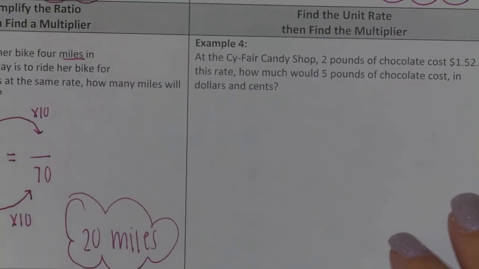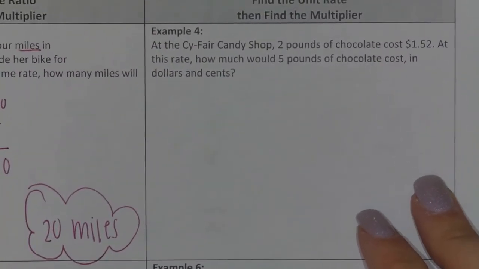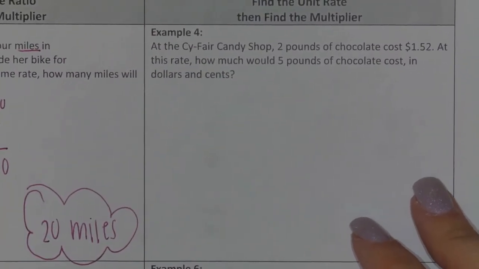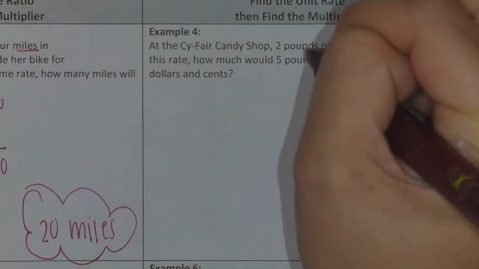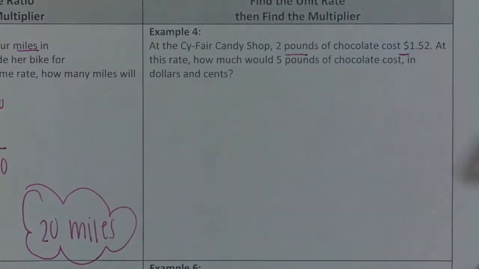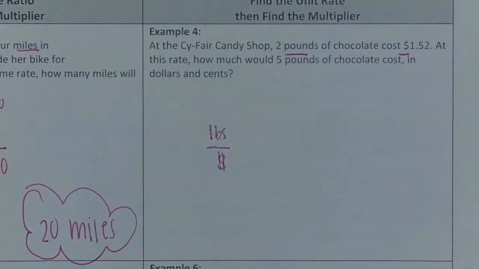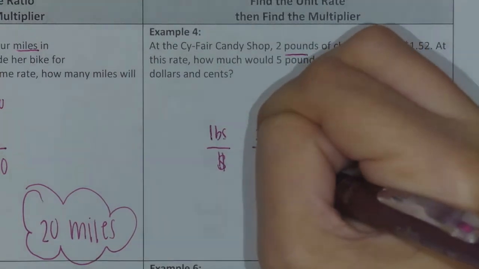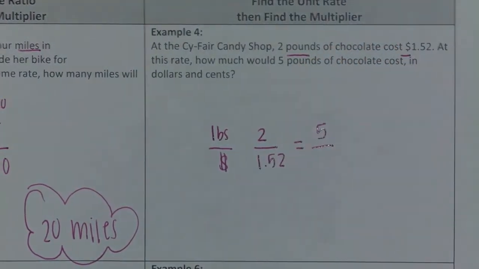Our next one, number 4, says at the Sci-Fair candy shop, 2 pounds of chocolate cost $1.52. At this rate, how much would 5 pounds of chocolate cost in dollars and cents? So the two things I'm comparing here are pounds and money. So I'm going to do LBS for pounds, just the dollar sign for money. So I have 2 pounds for $1.52, and I want to know how much would 5 pounds cost.